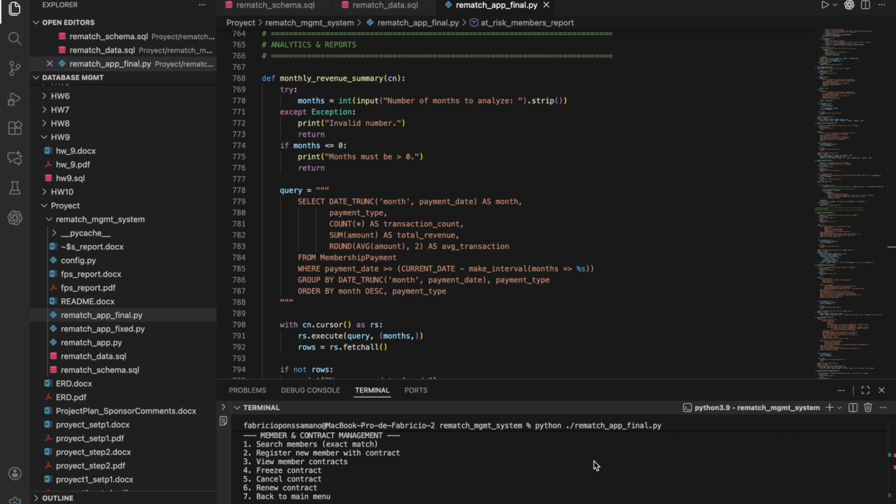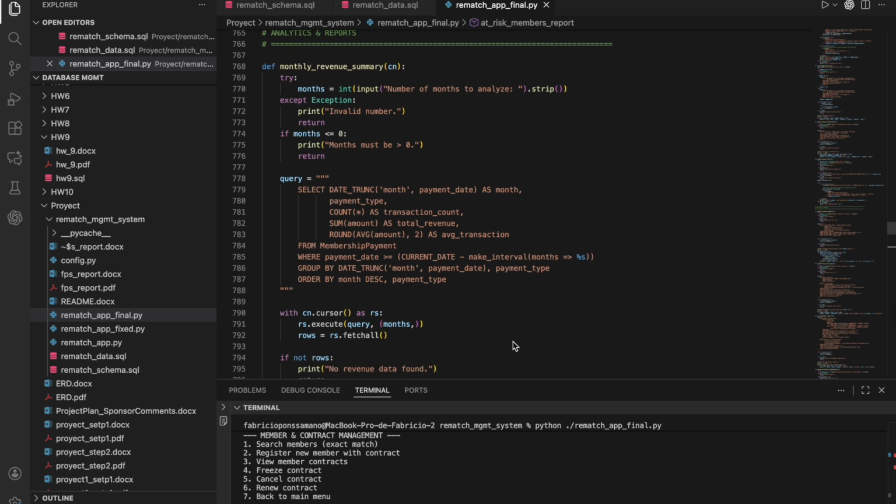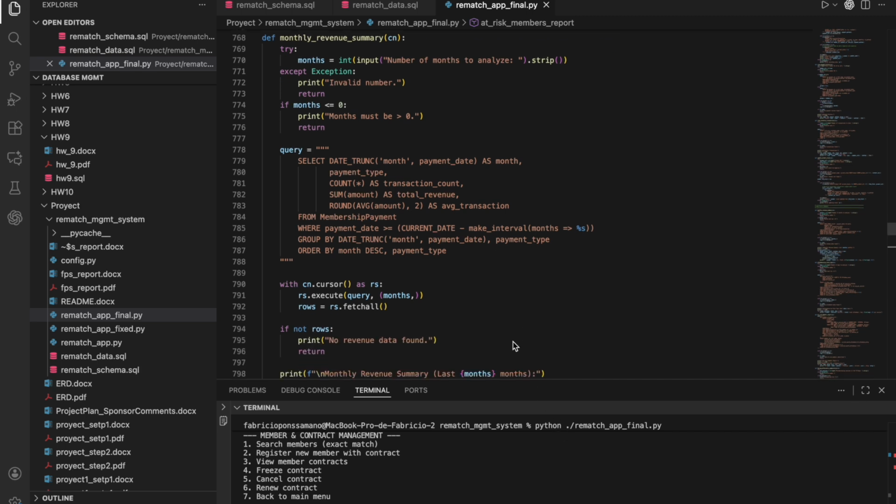Well, as I said, the three more interesting queries that I did are on the analytics and reports, and the first one is the monthly revenue summary. This groups payments by month and payment type, so we can compare payments for the memberships and payments for the products over some period of time. Here, I used aggregation, grouping, and I had to use date truncation. It is an advanced SQL technique that we haven't covered, but I had to report by month.